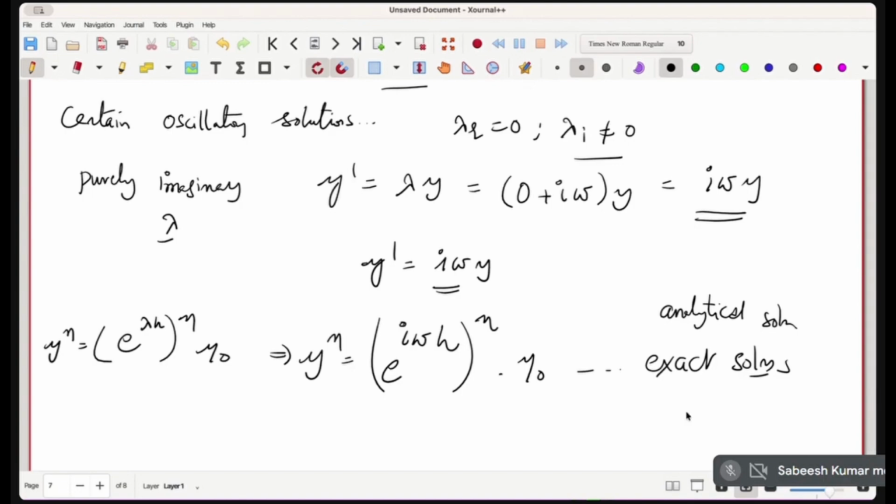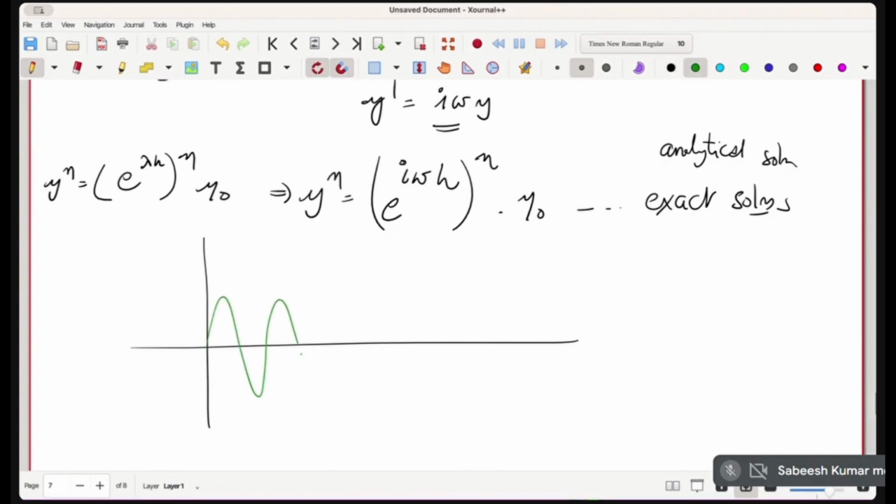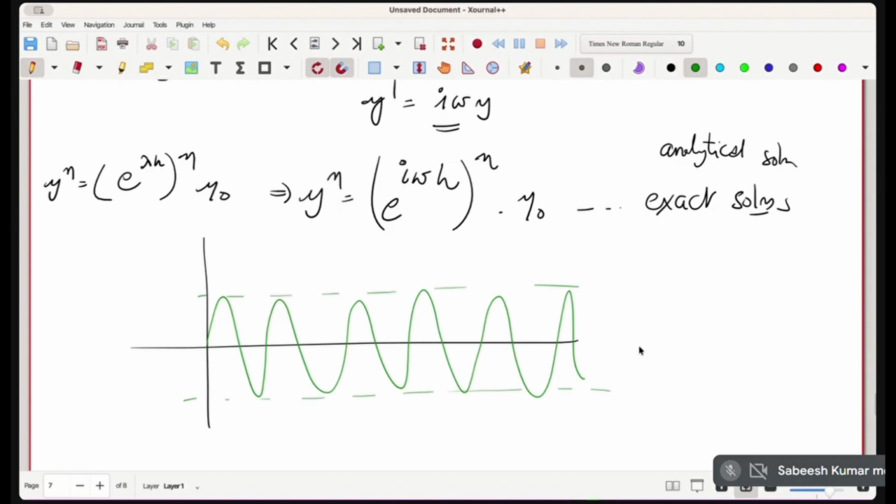Okay, a purely oscillatory solution. That means our exact solution would look something like this by design, right? We have an oscillatory solution. So if I were to draw it, my exact solution is not growing or decaying. Let us say it is basically purely oscillatory for some time. So this is the t, this is your y of t. Okay, that is the exact solution.